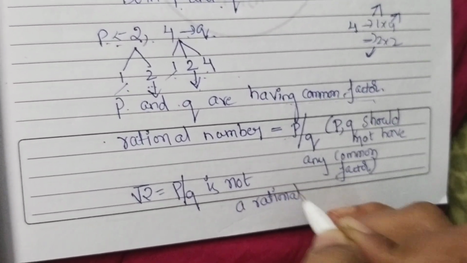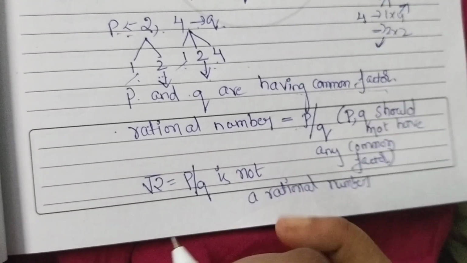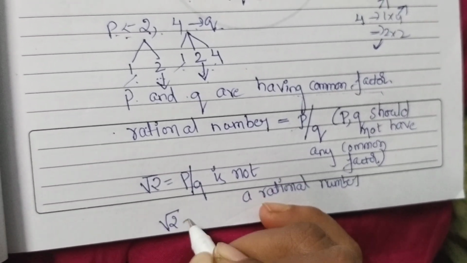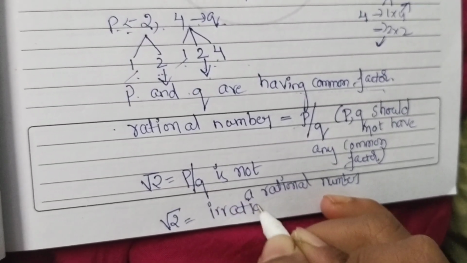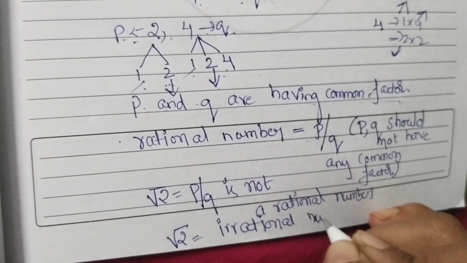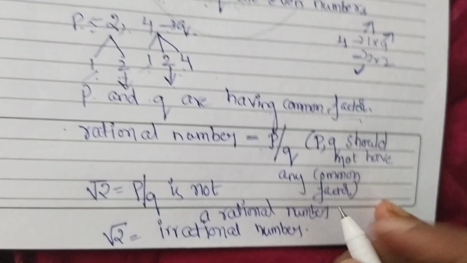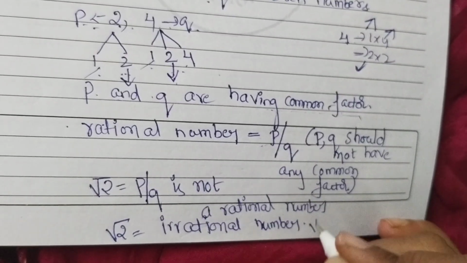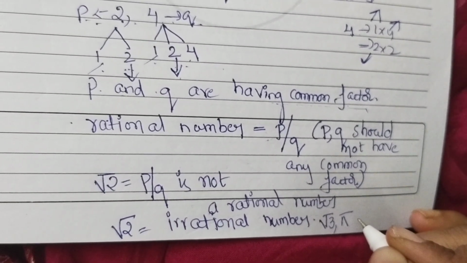rational number, right? If it is not a rational number, what is it? A rational number? Irrational number, right? I can tell you, see, root 3 and pi, these are also irrational numbers, okay?